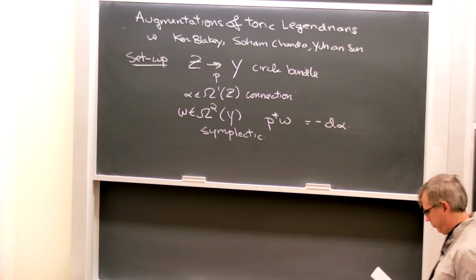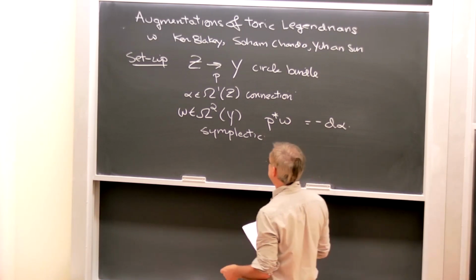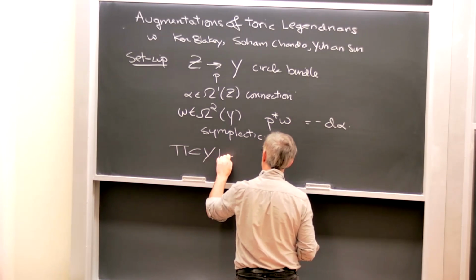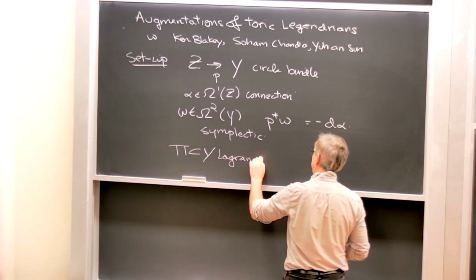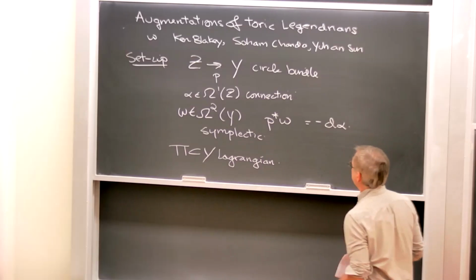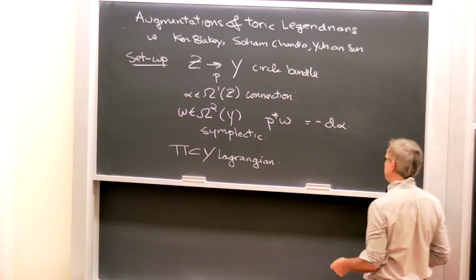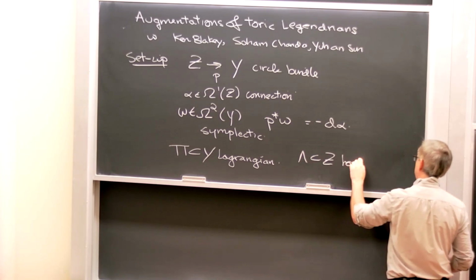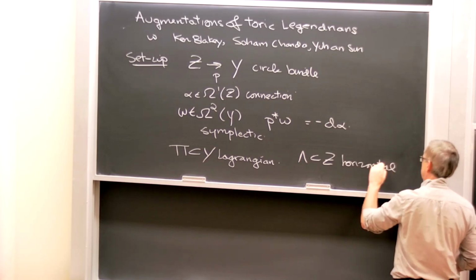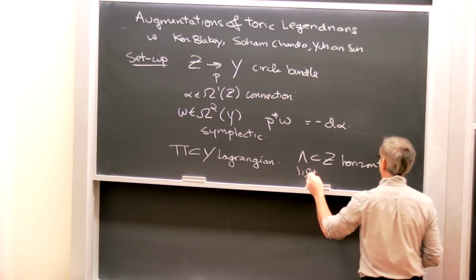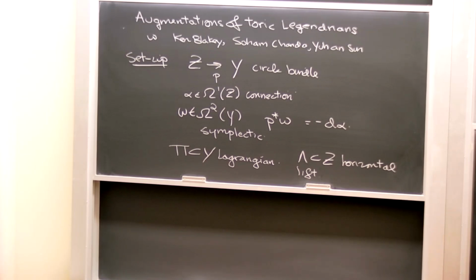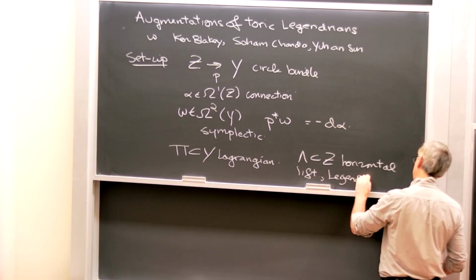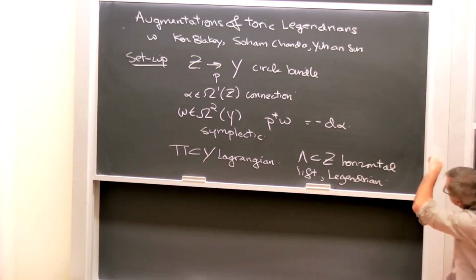So alpha is the contact form, and so then I have a Lagrangian in Y, and I assume this has a horizontal lift in Z, which is a Lagrangian, by definition.